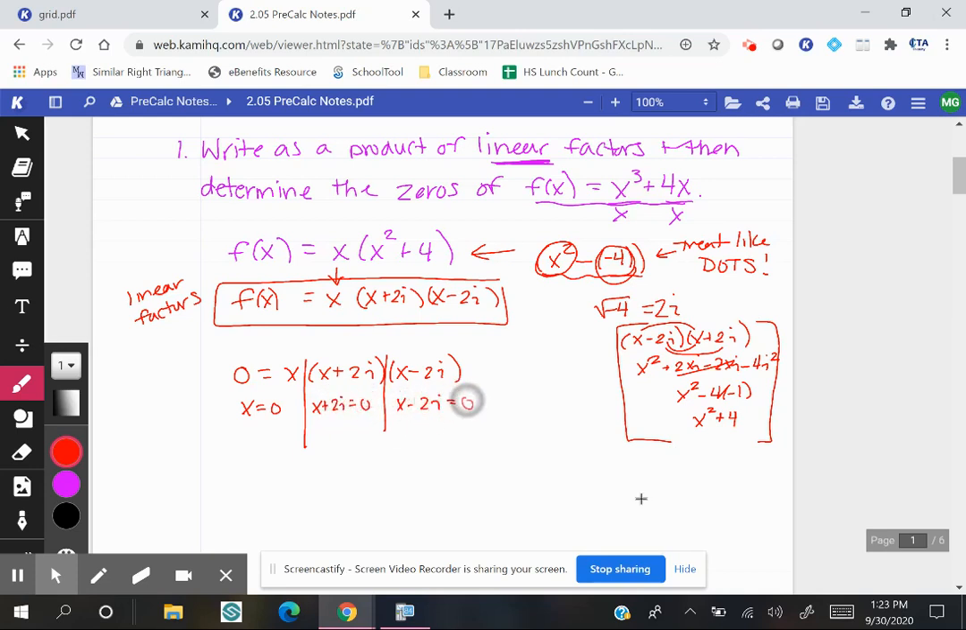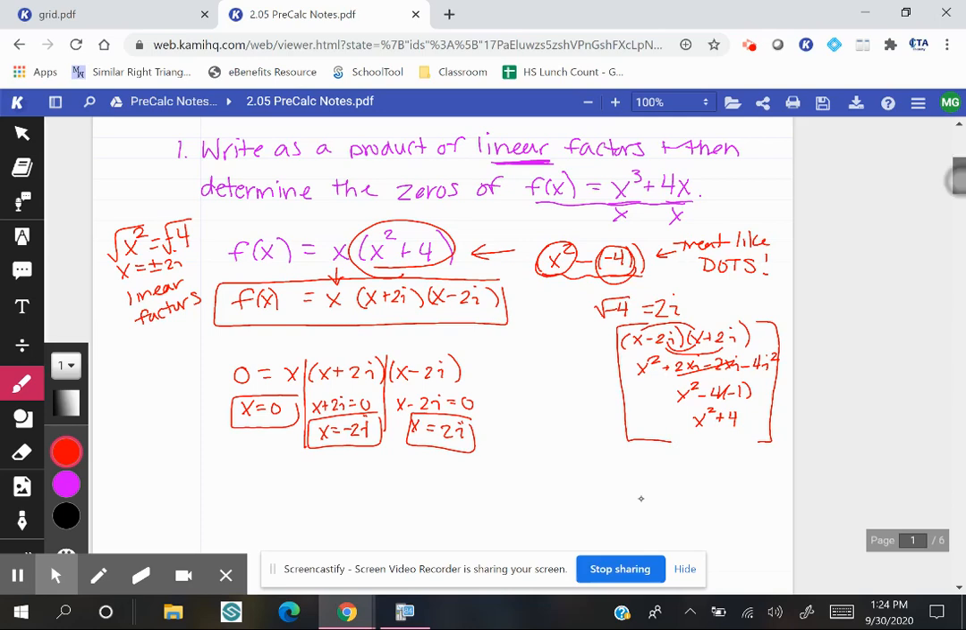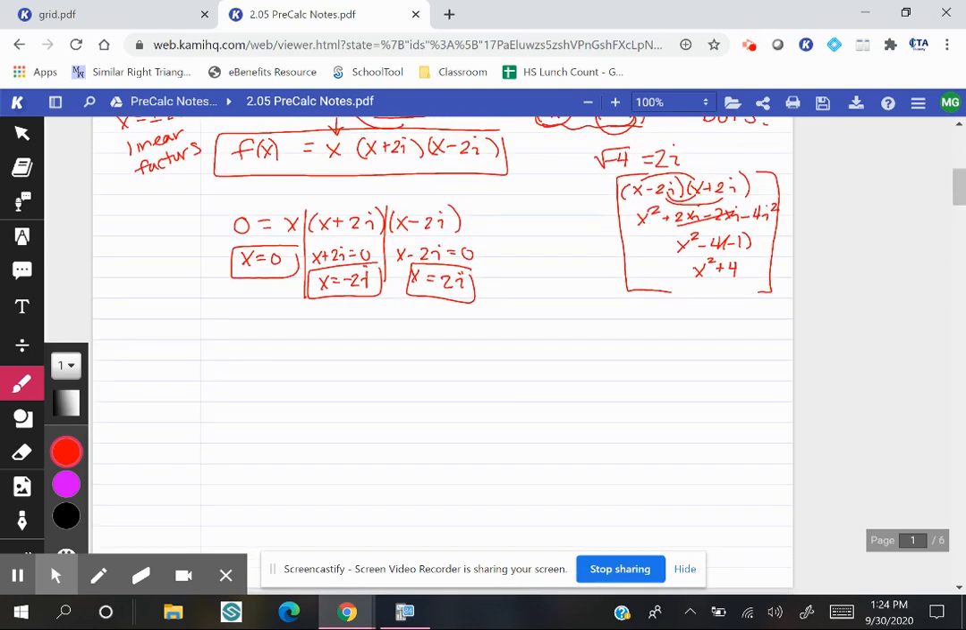And solve for x. So I get x equals positive 2i, x equals negative 2i, and x equals 0. Now think about if you had solved it from up here, you would have gotten the same thing, because you would have set x squared equal to negative 4, taken the square root of both sides, and then had plus or minus 2i. So it's still the same thing, it's just we wanted you to take it a step further and write it as linear factors.